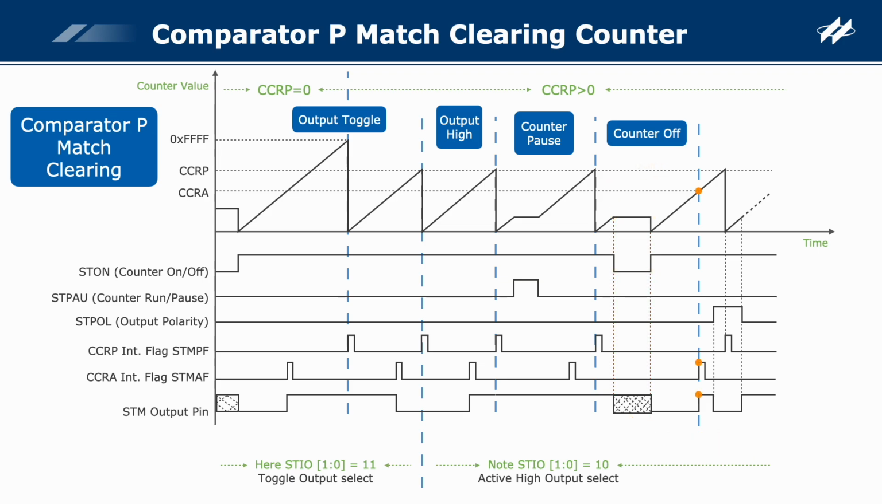Subsequently, when a comparator A match occurs, the STMAF interrupt request flag will be changed to 1 and the external pin will output a high level. Setting STPOL to 1 can invert the current level of the external output pin.